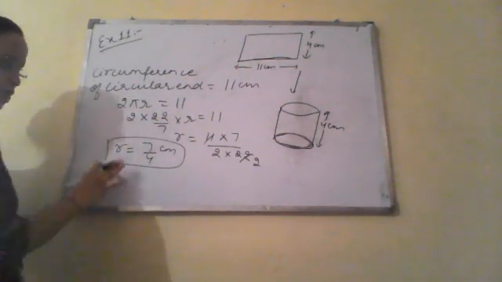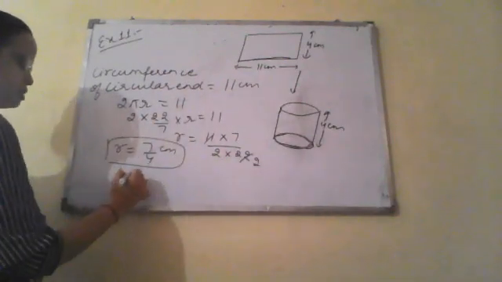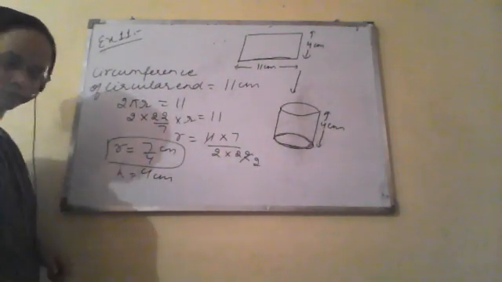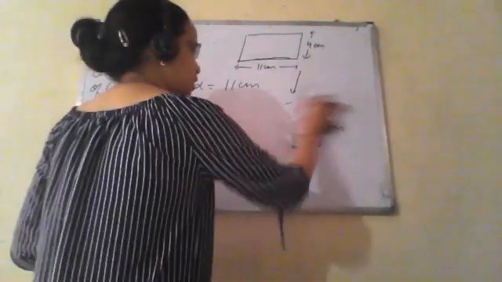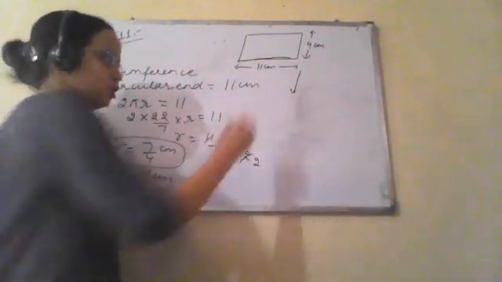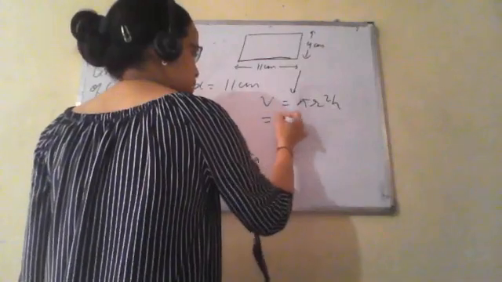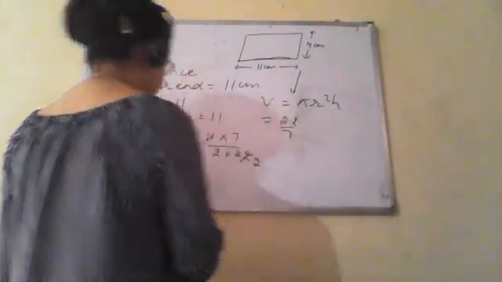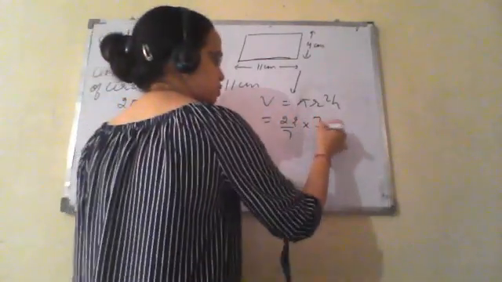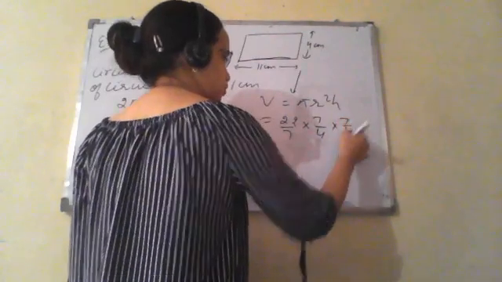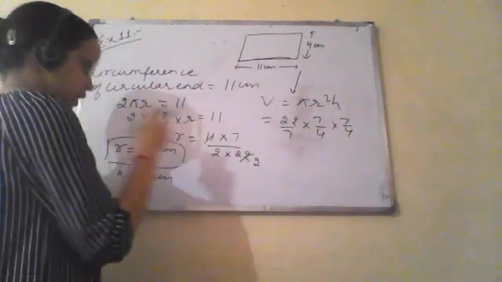Now we have the radius, we have the height. Height is 4 centimeter. So we can calculate the volume. What is the volume of a cylinder? This is pi r square h. Pi is 22 by 7. R is 7 by 4. 7 by 4 into 7 by 4 into h. H is 4.